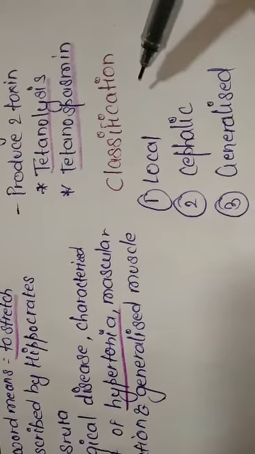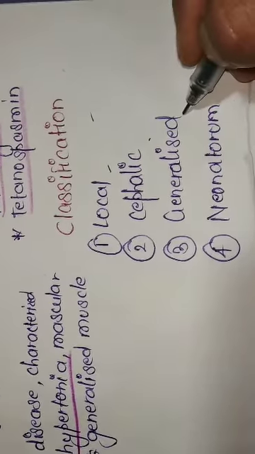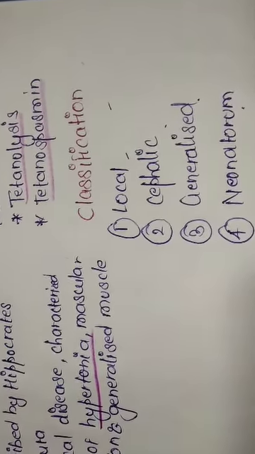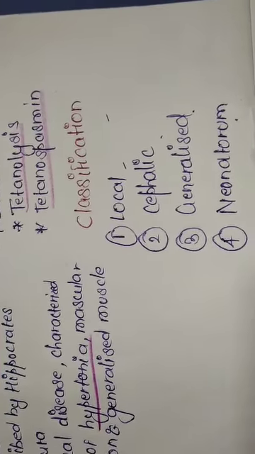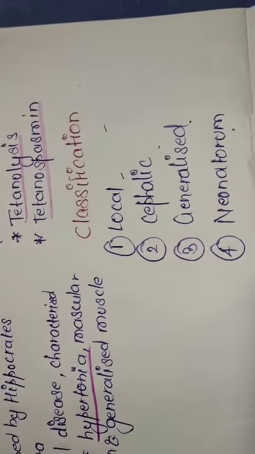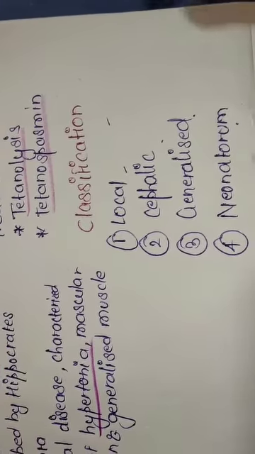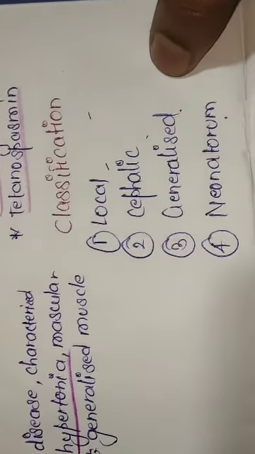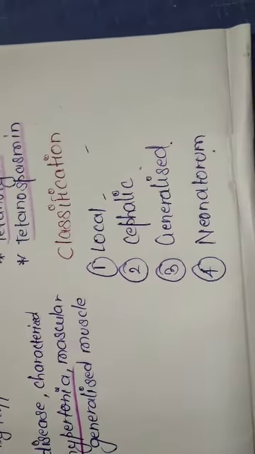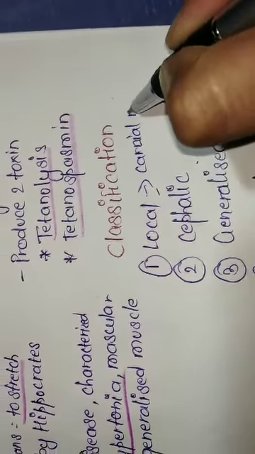Here the classification has four different forms. First is local, second is cephalic, third is generalized, and fourth is neonatal. Actually, local tetanus is a persistent spasm, meaning it continues for a longer time, and it's generally milder. It is seen in about 1% of cases, it is rarely fatal but may precede generalized tetanus. It affects mostly the cranial nerves and face nerves.